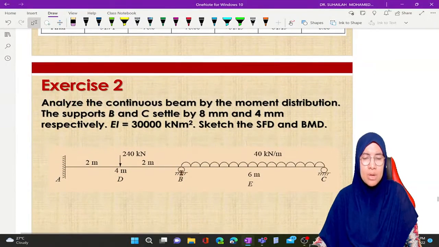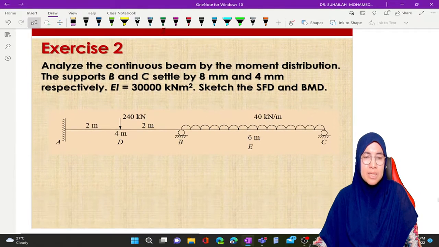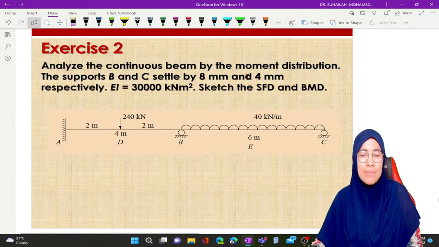Okay, so now I want to move to exercise number 2, because this one is an example of indeterminate beam analysis considering support settlement. You can see from the question that supports B and C settle. Support B and C settle by 8 mm and 4 mm respectively.